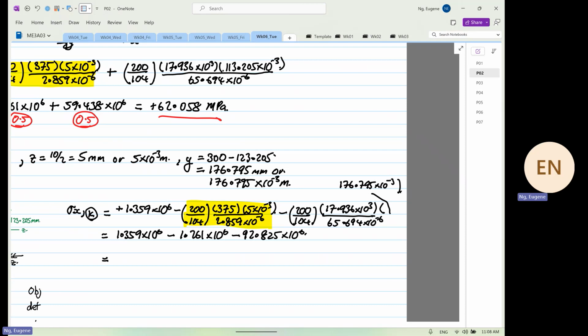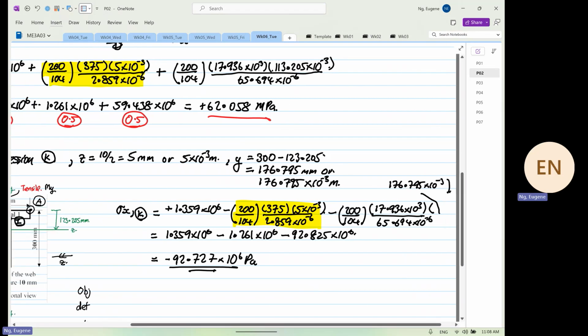So this will be equal to 1.359 minus 1.261 minus 92.825 times 10 to the power 6, which is equal to minus 92.727 times 10 to the power 6 Pascal. Are we clear? Okay, it's not that difficult. It's the analysis. Once the analysis is right.